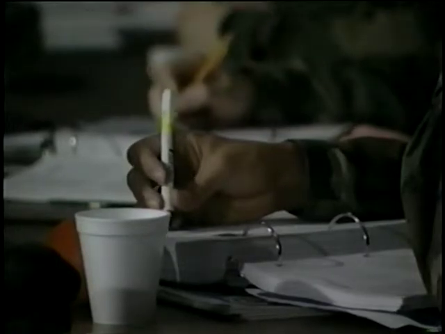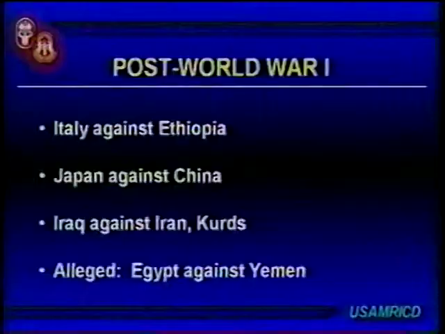After World War I, there have been chemical battlefield uses. We know the Italians used mustard against the Ethiopians. We think, we're almost certain the Japanese used lewisite against the Chinese leading up to World War II. We certainly know the Iraqis used it against the Iranians and the Kurds, and it's alleged that Egypt used it in Yemen.